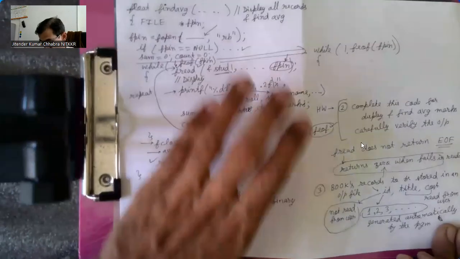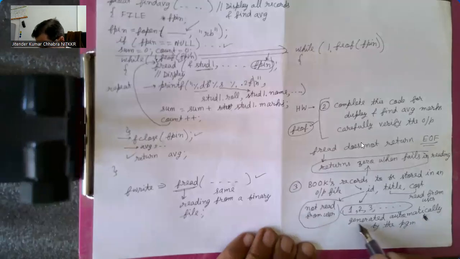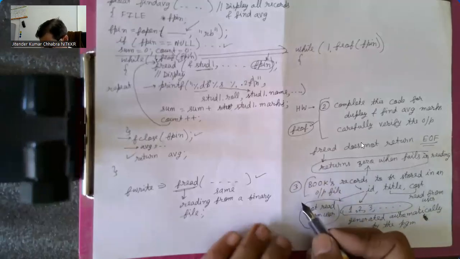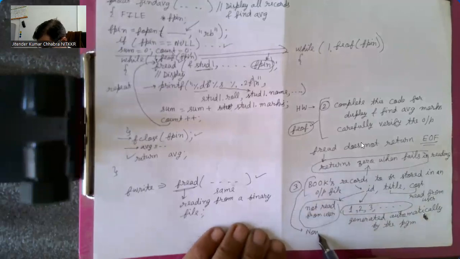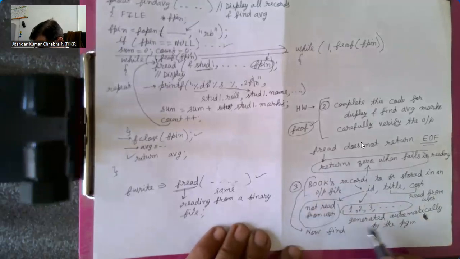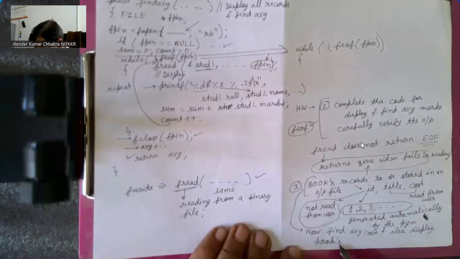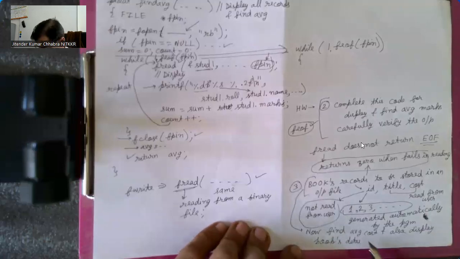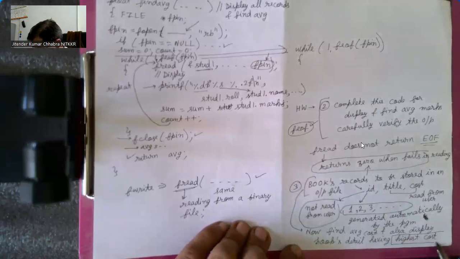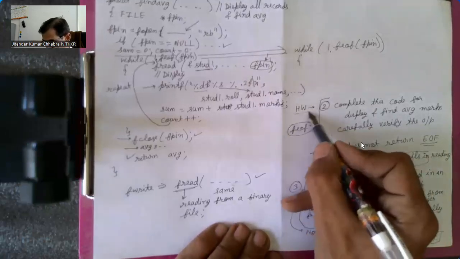So just do this process. Automatically, the ID will be generated. So generate this now. Once the file is ready, find the average cost and also display the details of the book having the highest cost. So this is the third homework which I have given.